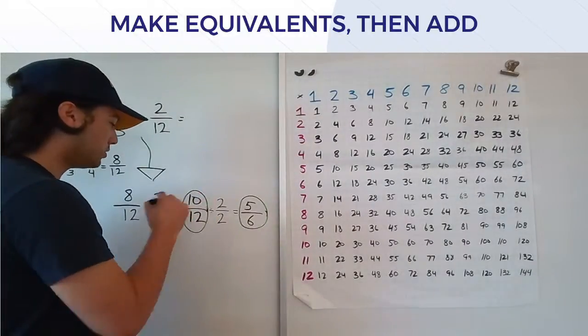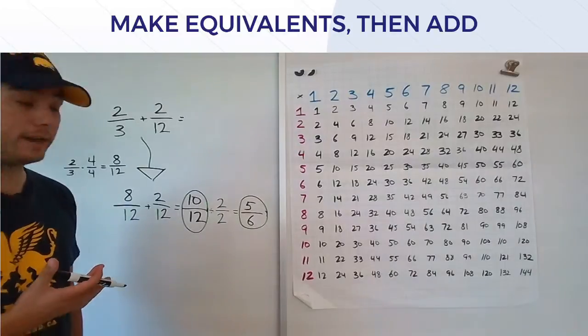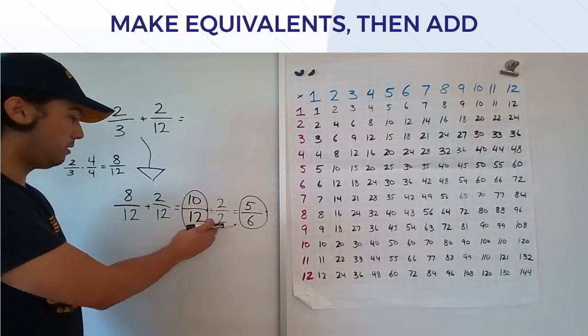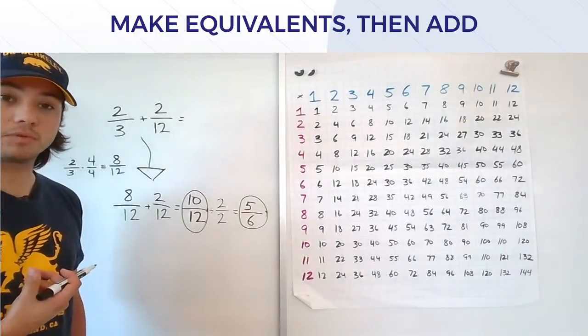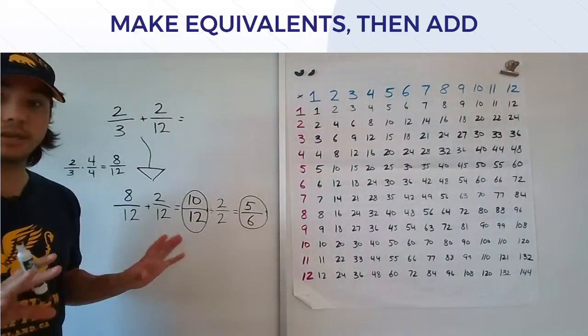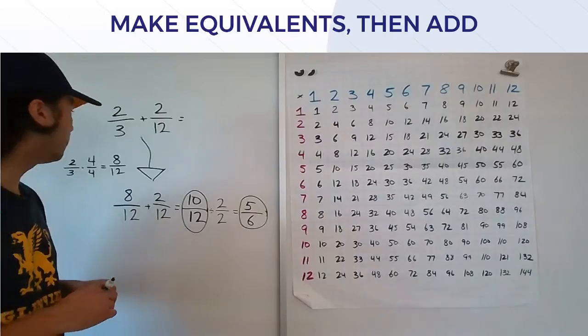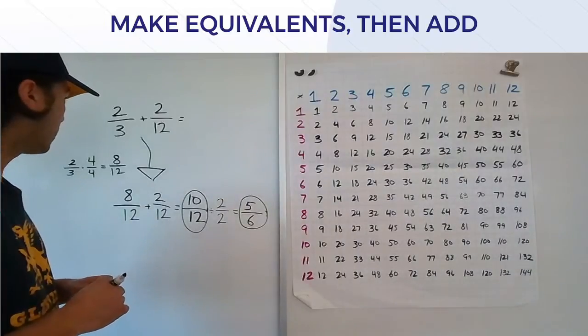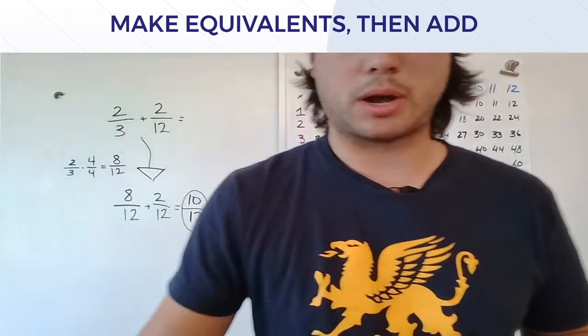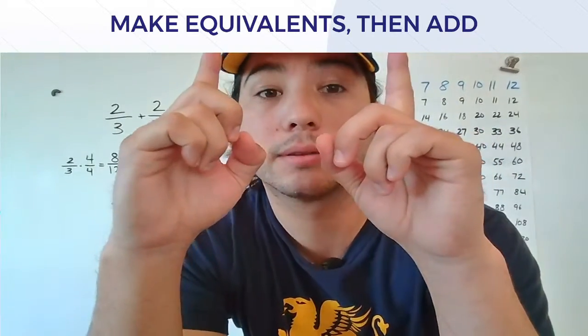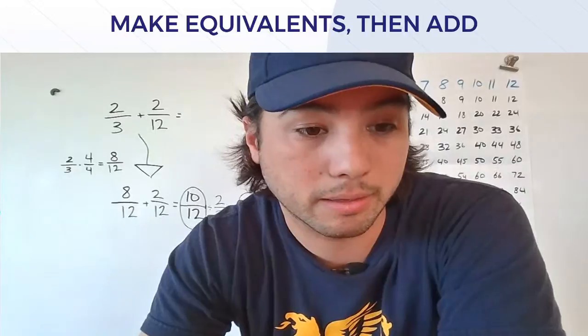10/12 also is an acceptable answer. It's not simplified because you can divide by 2 halves, but it is an accurate answer. Okay? Either one is acceptable for today as we're getting started with fractions. Let's go to the digital whiteboard for a few more practice problems. Remember, we're making equivalents and then adding them up.